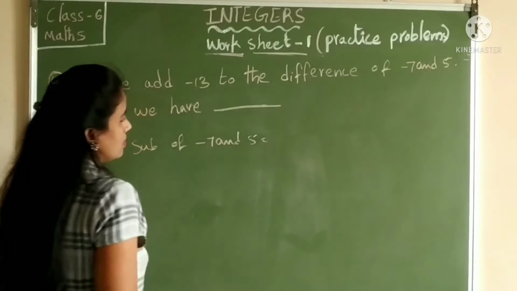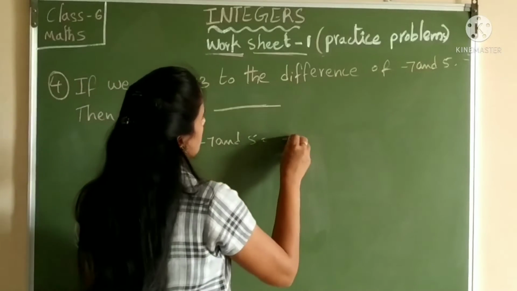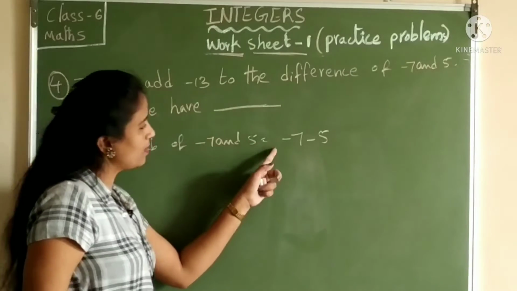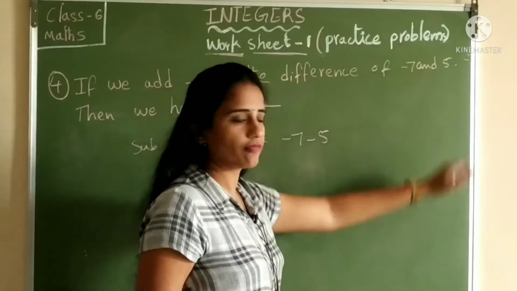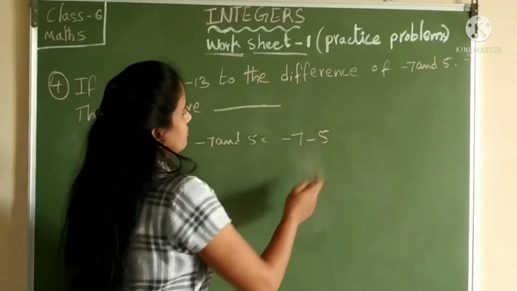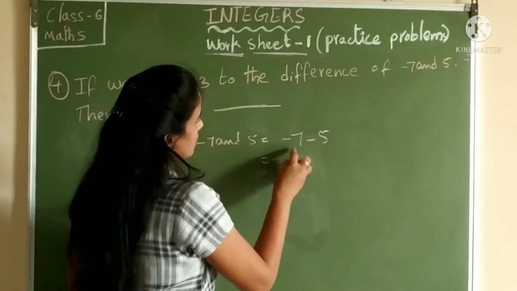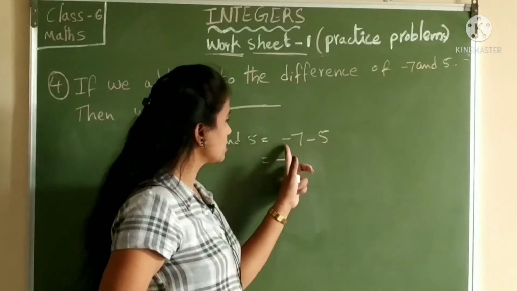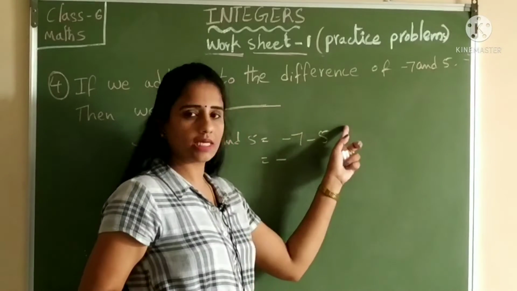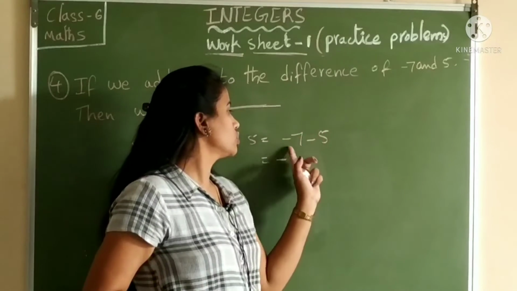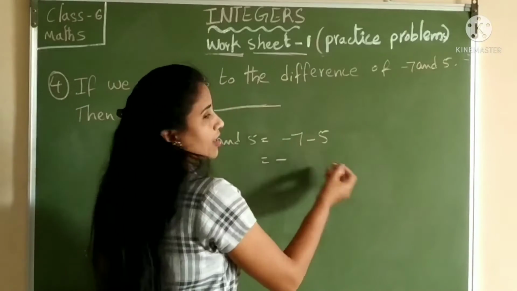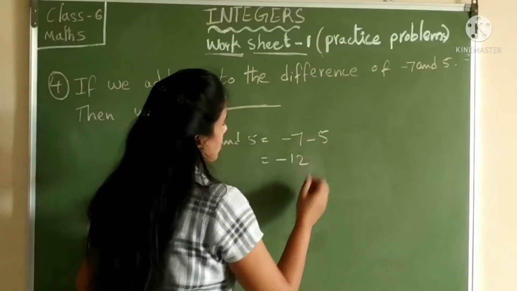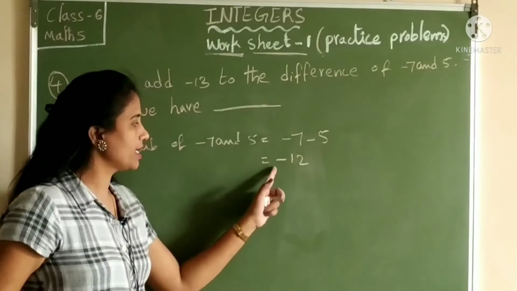Subtract of minus 7 and 5 is equal to minus 7 minus 5, not 5 minus 7. Difference of minus 7 and 5, so minus 7 minus 5. Here two symbols are negative signs, so write minus first and add the two numbers: 7 plus 5 is 12. So minus 12.